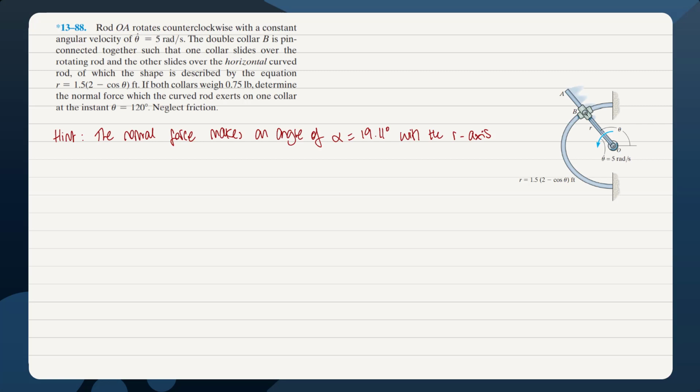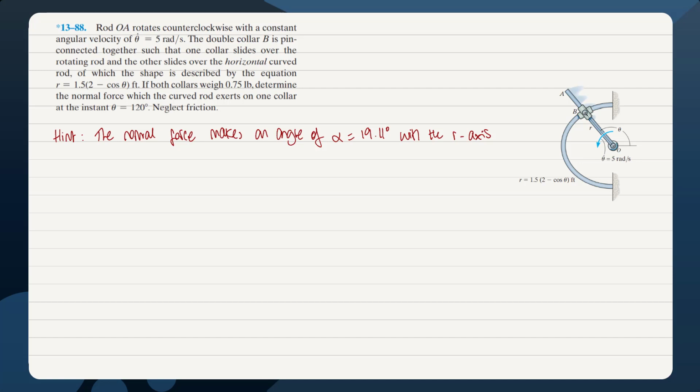This is a typical example involving the radial and transverse coordinate system, and it actually represents a double collar around a circular path. So we have rod OA, which rotates counterclockwise with a constant angular velocity of theta dot equal to 5 radians per second.